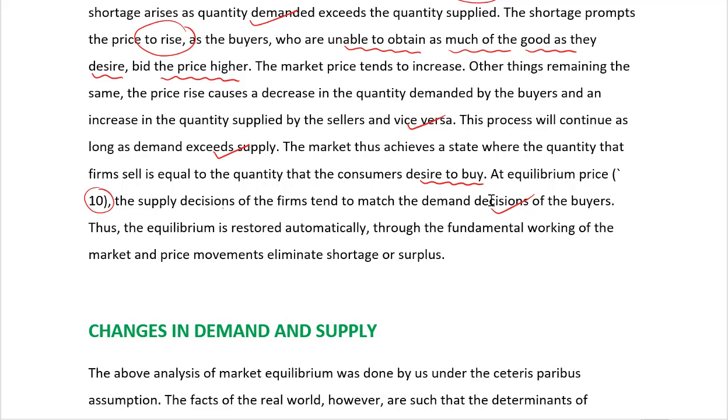Thus, the equilibrium is restored automatically through the fundamental working of the market and price movements, which eliminate shortage or surplus. This happens because of the price mechanism or market mechanism. Understood?